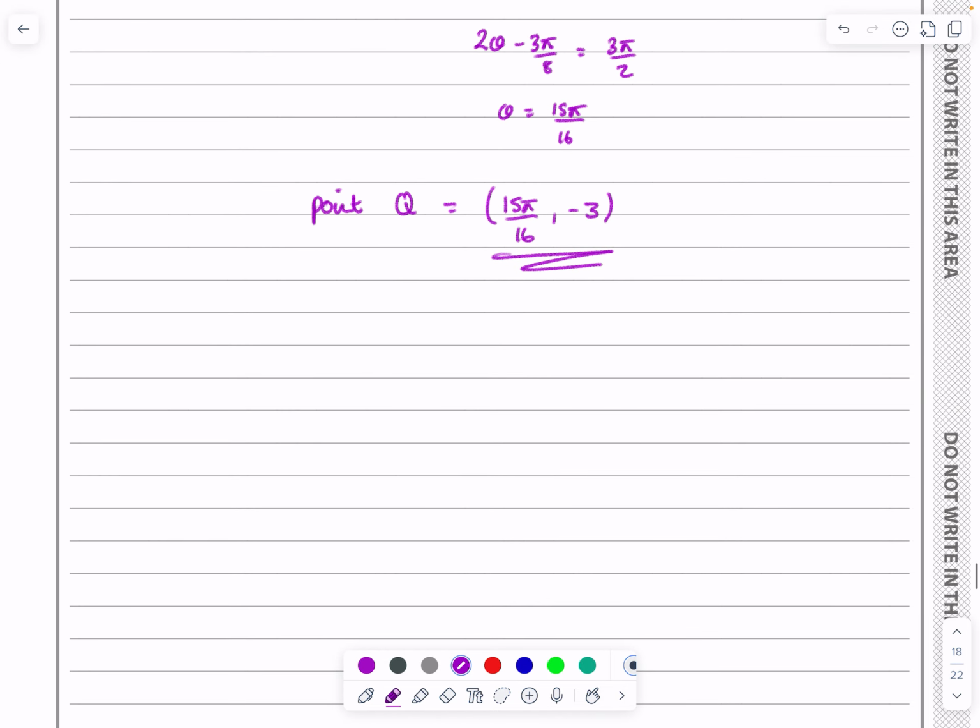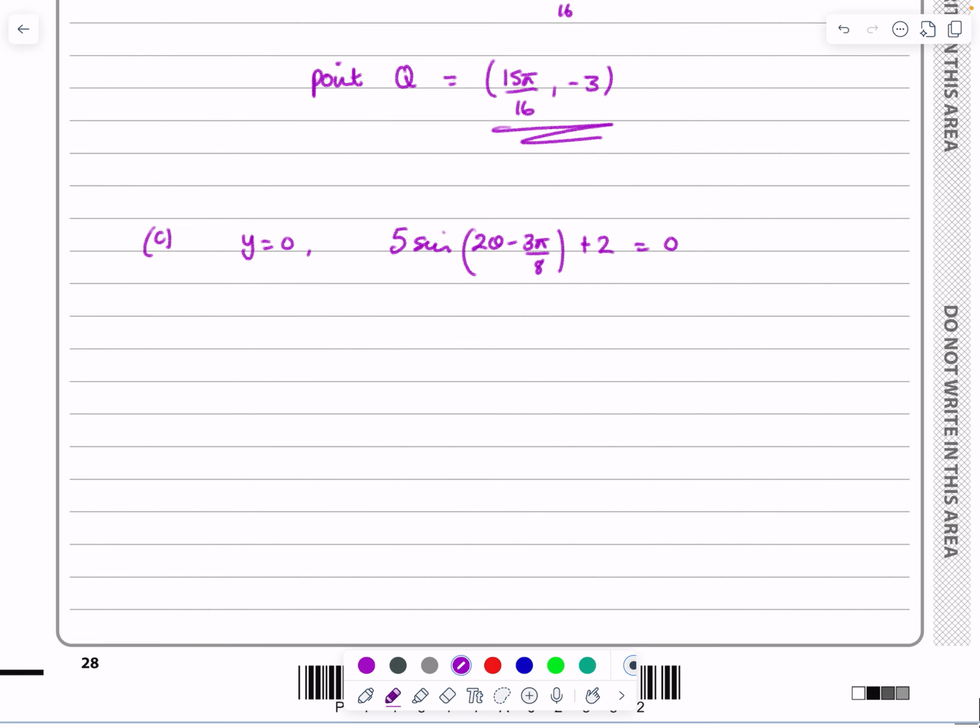So this is part C, isn't it? So part C, what we're saying is that y equals 0. So if y is equal to 0, then 5 sine (2 theta minus 3 pi over 8) plus 2 is equal to 0. When is my graph equal to 0? I'm going to do this quite quickly in terms of just getting down to the trig equation. That's 5 sine (2 theta minus 3 pi over 8) equals minus 2. And then divide by 5, that's sine (2 theta minus 3 pi over 8) equals minus 2/5.